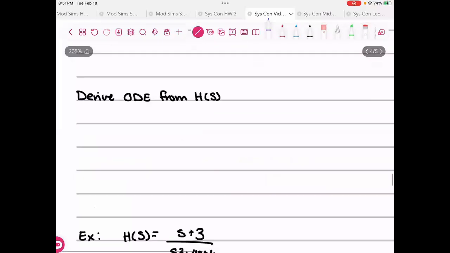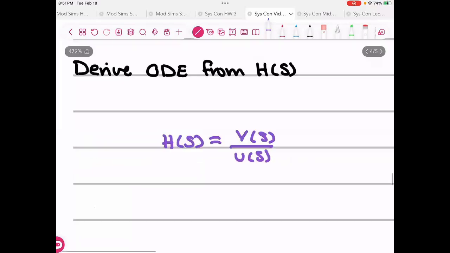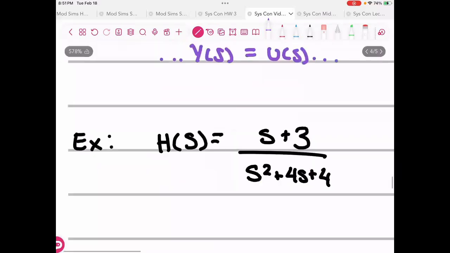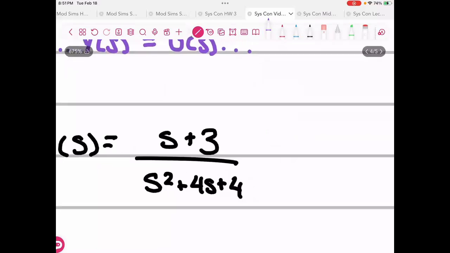You can also derive the ODE from h of s, and this is because h of s, as we know, equals y of s over u of s. So your ODE is going to be in the form of y of s something something something equals u of s something something something. And this will make more sense with an example. If we say our h of s is s plus 3 over s squared plus 4s plus 4, for the record, this factors to s plus 2 squared, so nothing cancels, there's no pole zero cancellation.